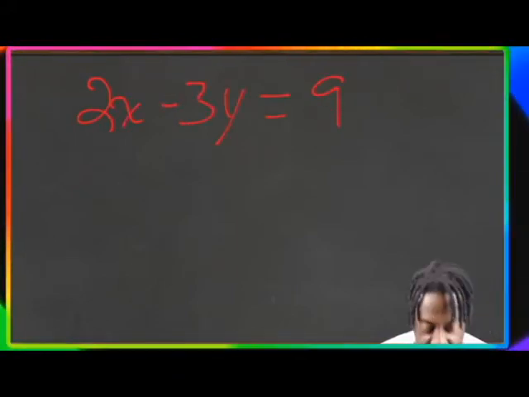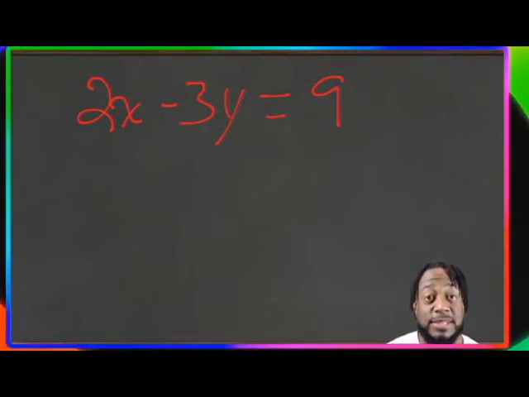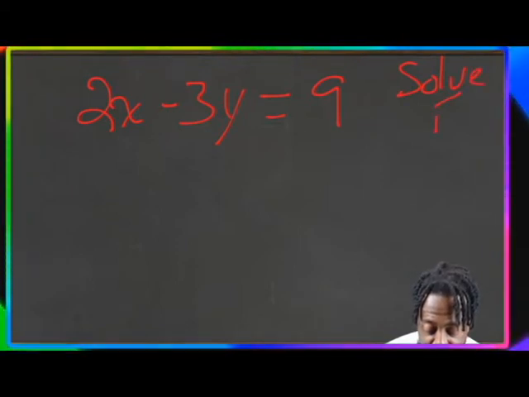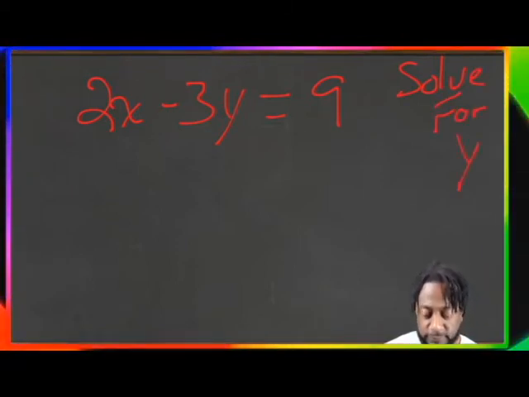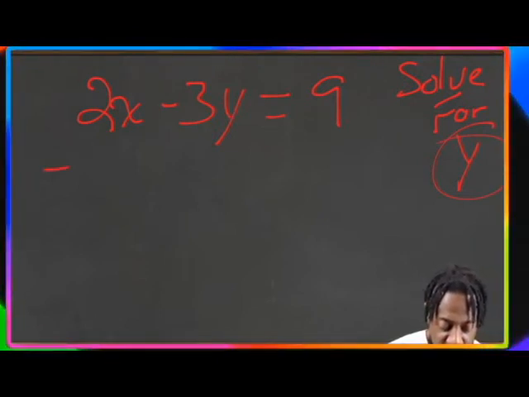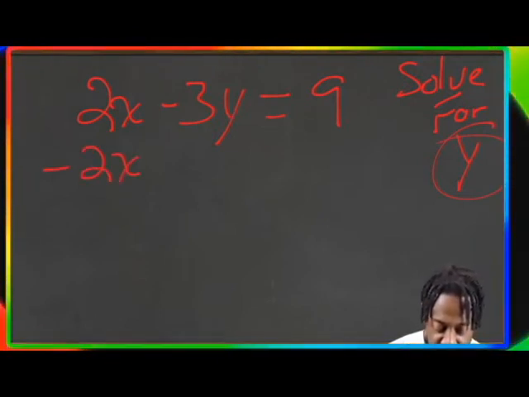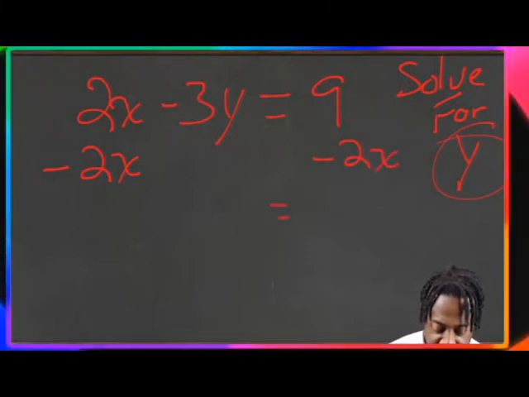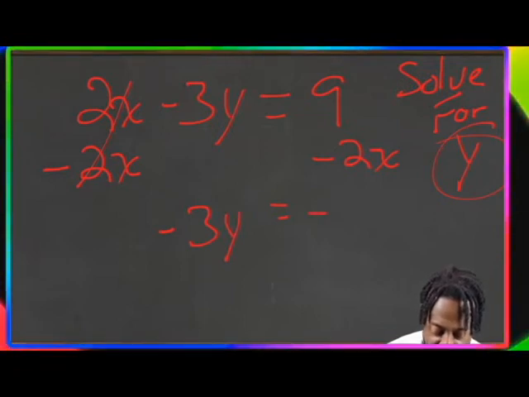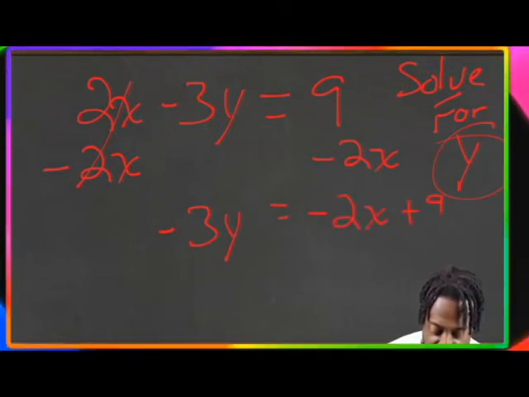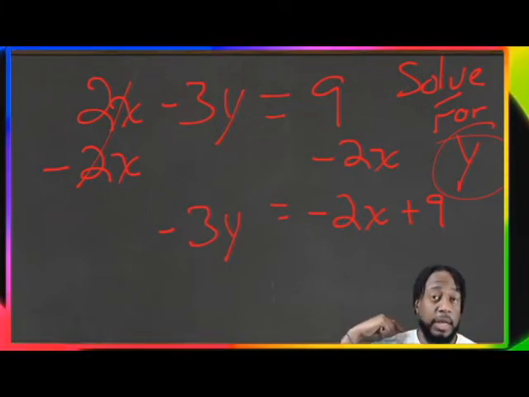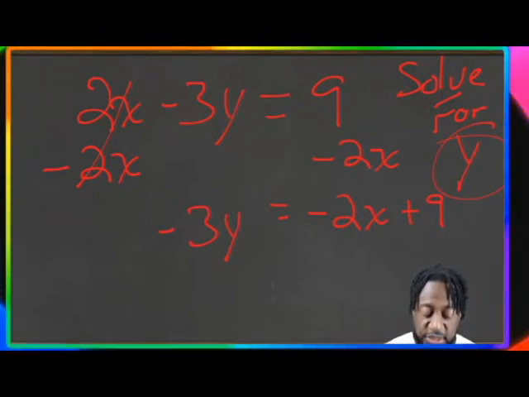So we have to put this in y equals mx plus b form, or solve for y. In solving for y, I need to get rid of my 2x. So that's a negative 2x. This is negative 3y equals negative 2x plus 9. If you have any questions, put it in the chat room and I'll make another video. This is just solving for y.